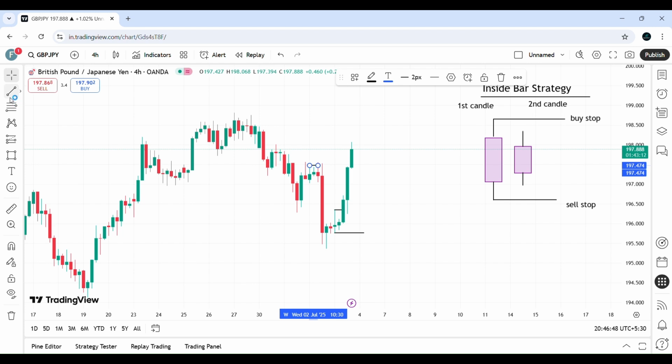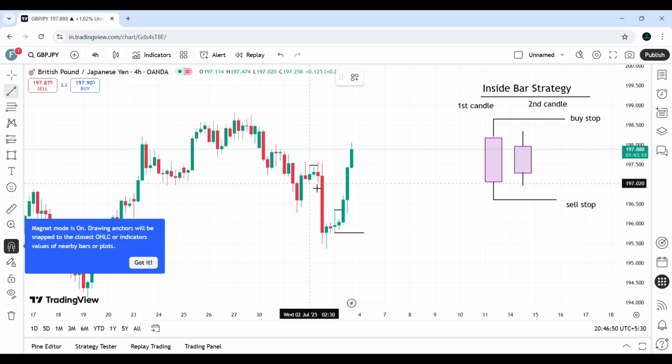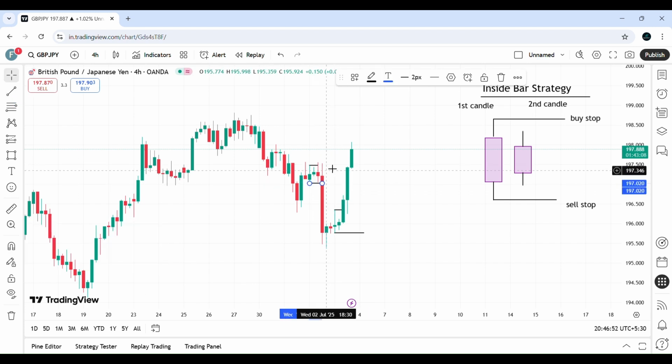and you set your sell stop right over here. It activates your buy stop. You lose that trade, but the sell stop gets activated and you win the other trade. Let's look for another example.